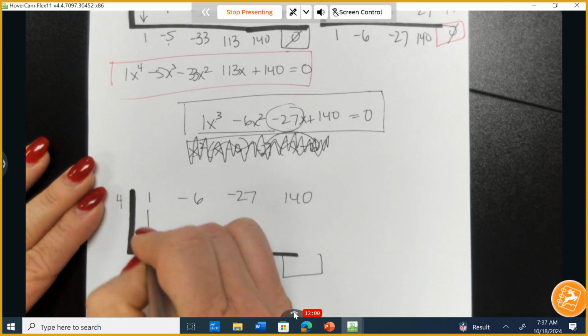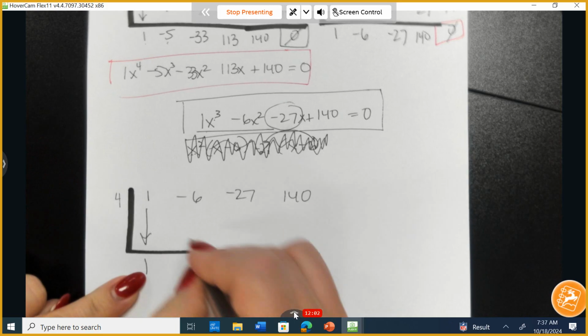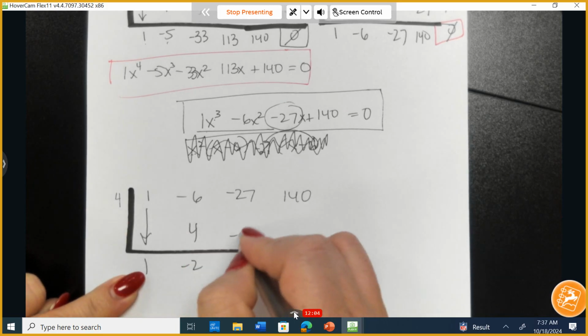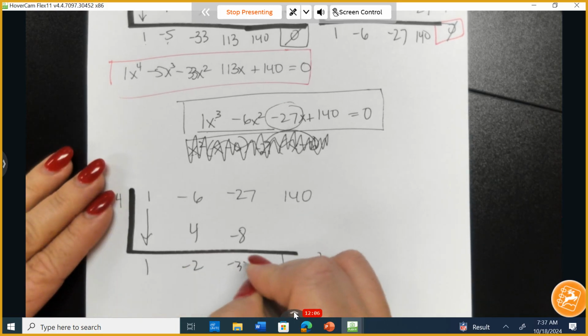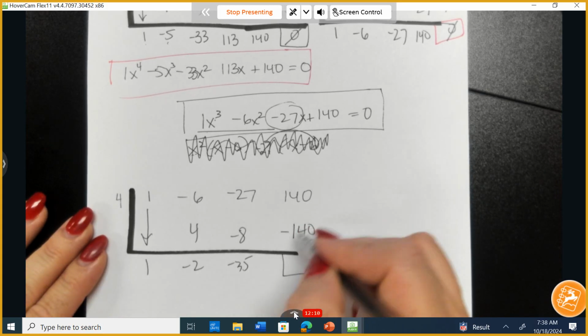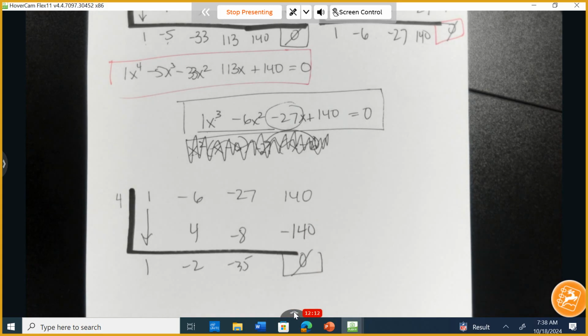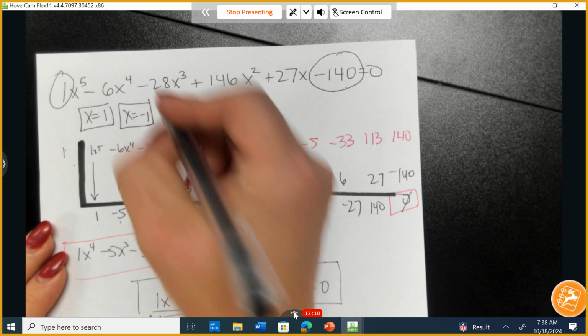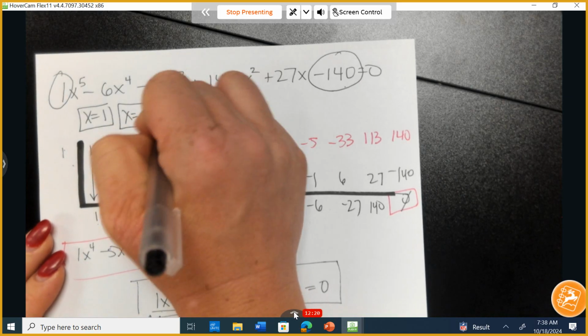Okay, here we go. Dropping down, and now I'm doing mama. I'm multiplying, and I'm adding down. I'm multiplying, and I'm adding down. And you guys are going to do this for me. That looks like it is 140, -140, adding down to get 0. So that tells me what? What does it tell me? 4 works. I'm going to come up here, and I'm going to write x equals 4. It works.